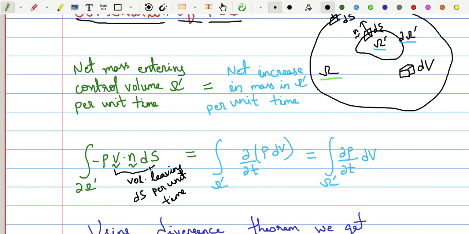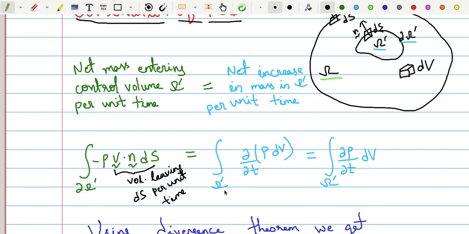If I want to know the net mass which is entering the control volume omega prime, then what do I do? I do an area integral over the boundary of omega prime. So the left hand side of this equation tells us what is the net mass entering the control volume per unit time.